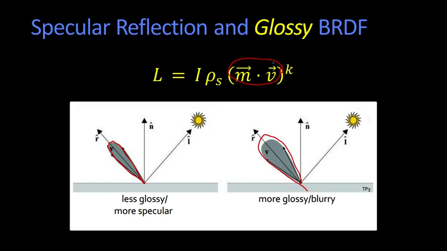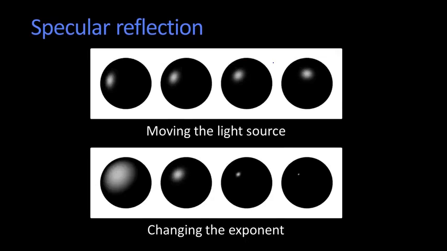You can see that illustrated here. These are some artificially generated images. Here it's just moving the light source to different directions, not so exciting. Here, you can see that the specular component is getting tighter and tighter, so it's getting more like a mirror, and that's the raising of that k. And so that's the specular component.